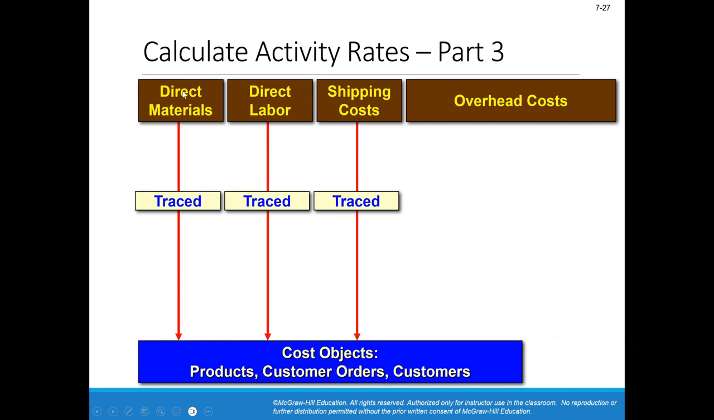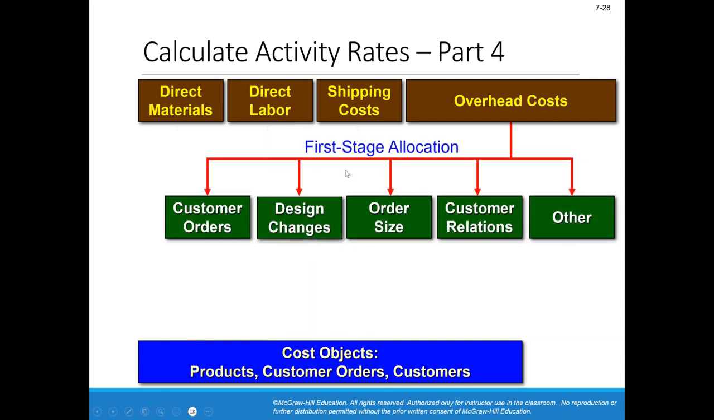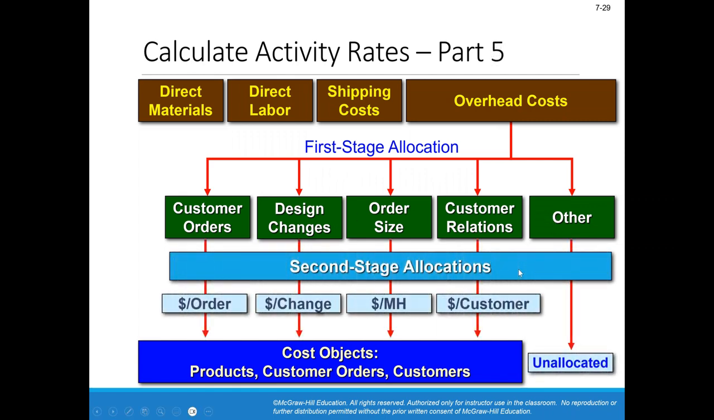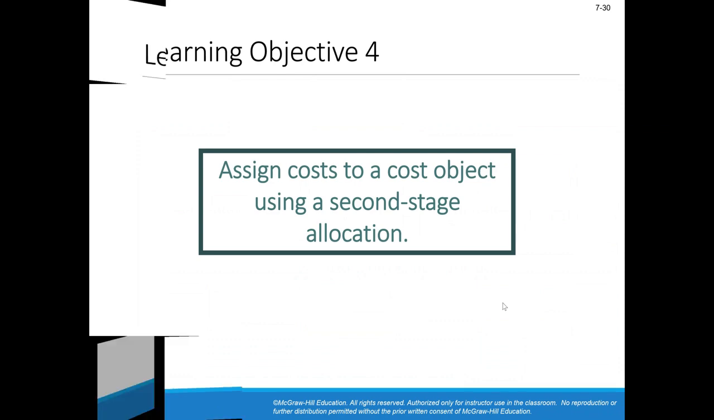So we know what the direct materials were, we know what the direct labor were, we know what the shipping costs were. And so now we're just going to add in our first stage allocation of these other costs to those products. And then second stage is the dollar per order, the dollar per change, the dollar per machine hour, dollar per customer.